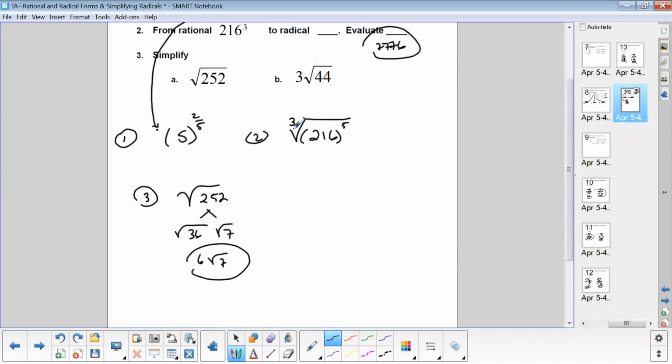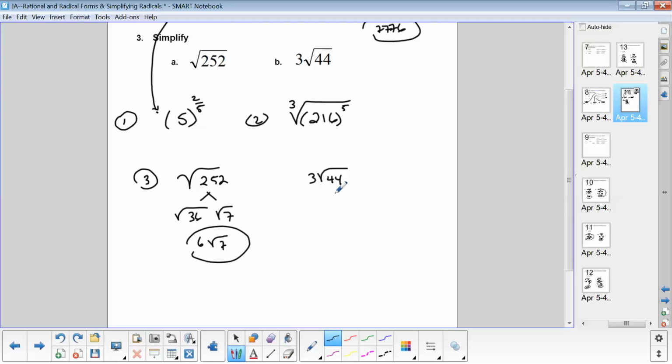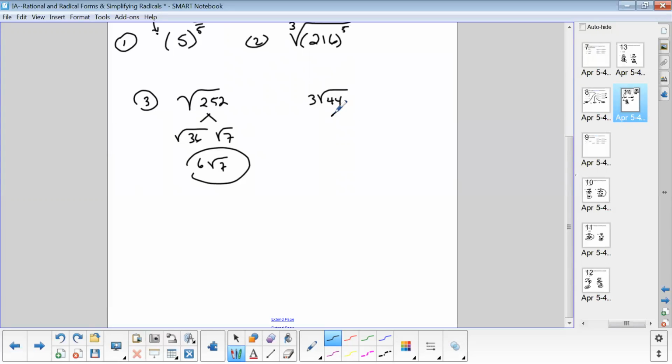And then part B was 3 times the square root of 44. And 44 is the square root of 4 times the square root of 11. So 3 times the square root of 4, which is 2, times the square root of 11. And so you get 6 times the square root of 11.